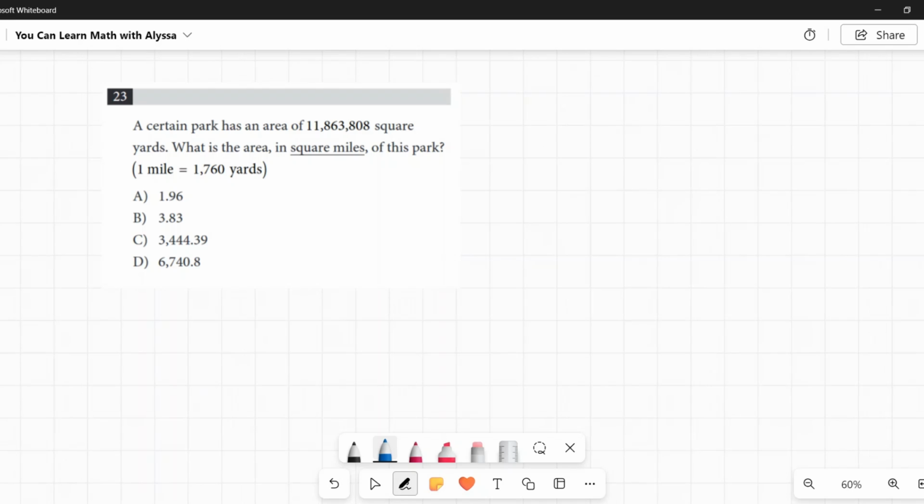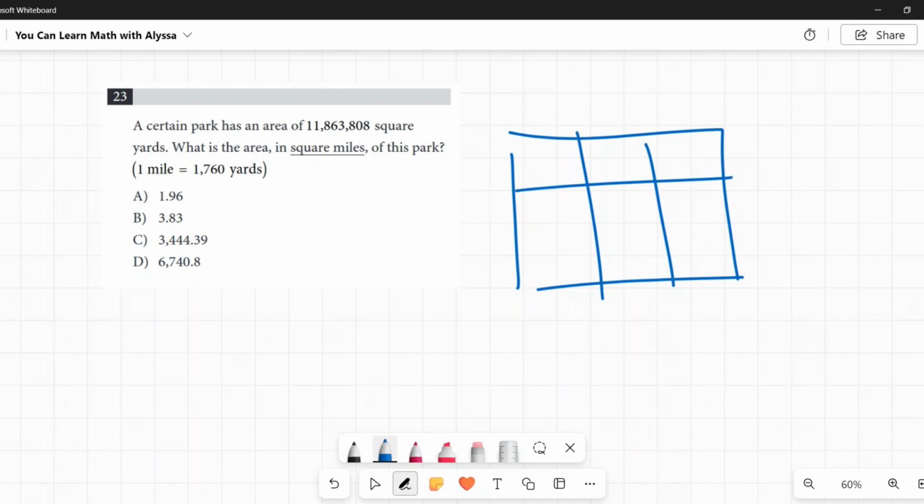If you're having trouble visualizing square yards and square miles, think of it as square feet and square yards, kind of a smaller scale, and then we're going to scale it up to get the idea of what's going on. So if I have a square yard, it is a yard on each side, 3 feet by 3 feet.